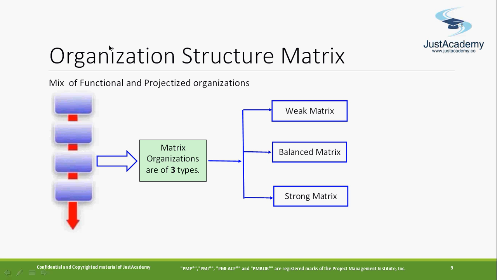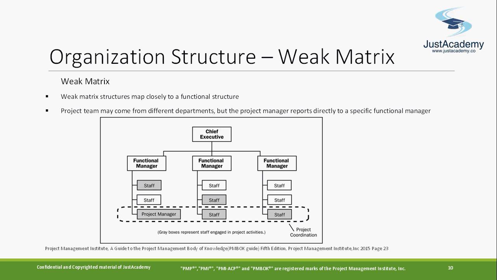Good. So we're talking about 3 types of matrix: weak, balanced, and strong. Strong matrix is very similar to projectized. Weak matrix is very similar to functional. And balanced is a mixture of both. And I will give you this diagram, which gives you a much better picture of how this looks.